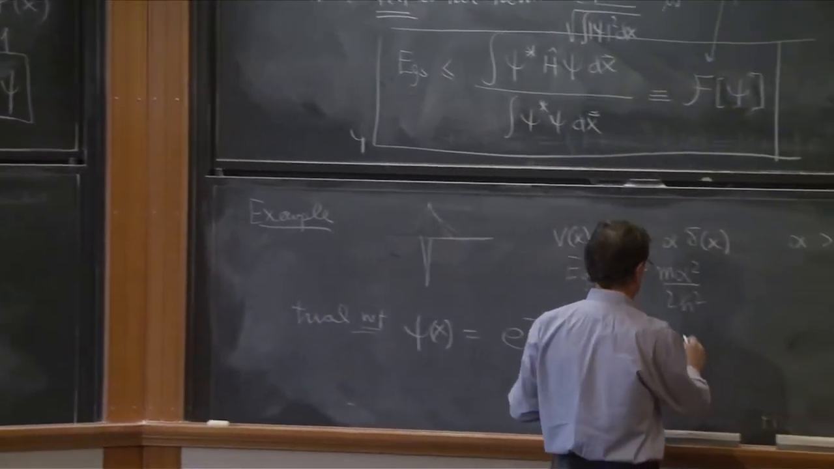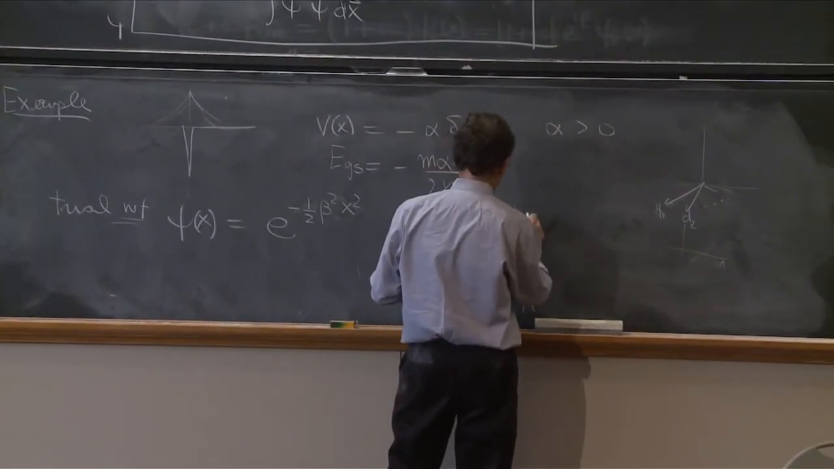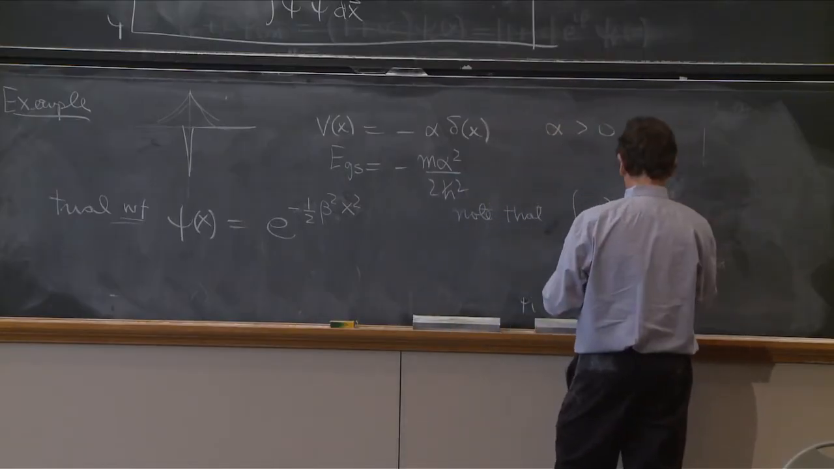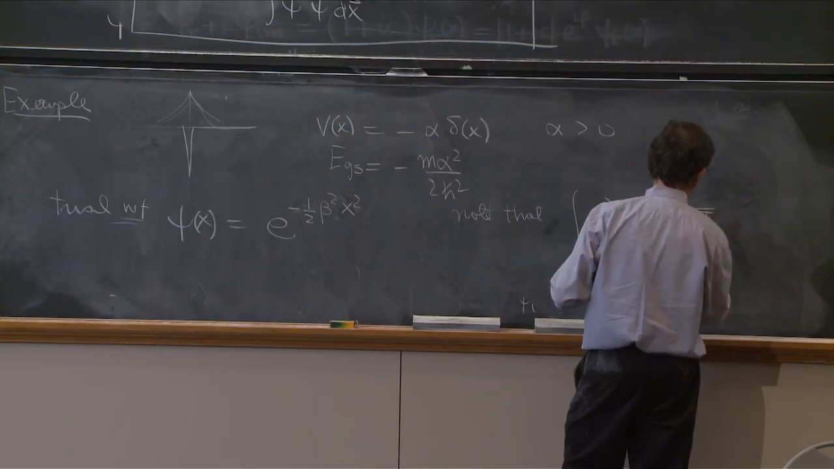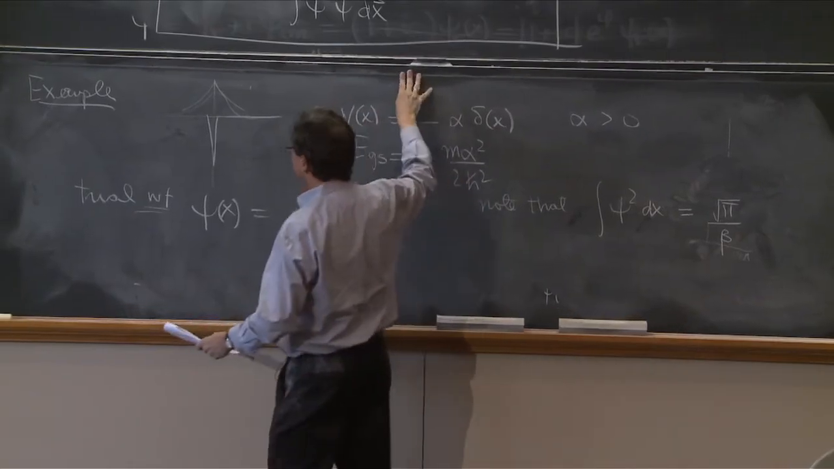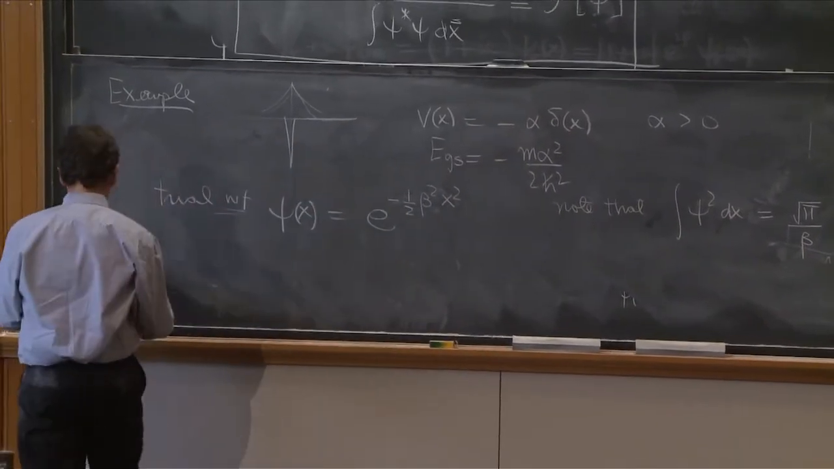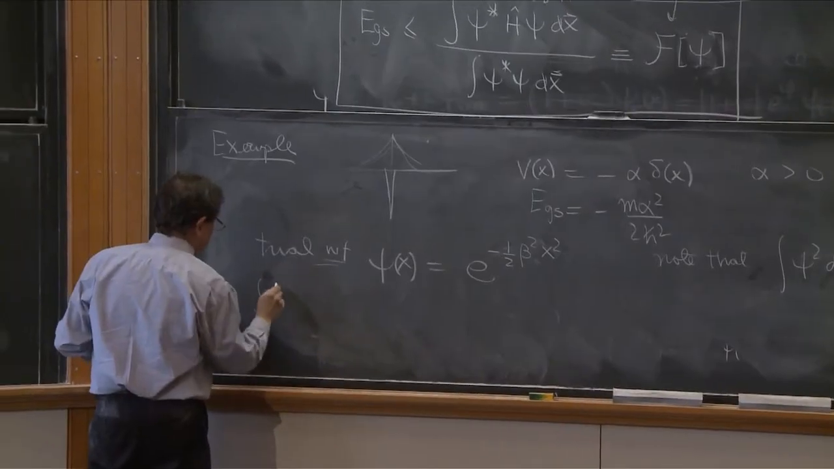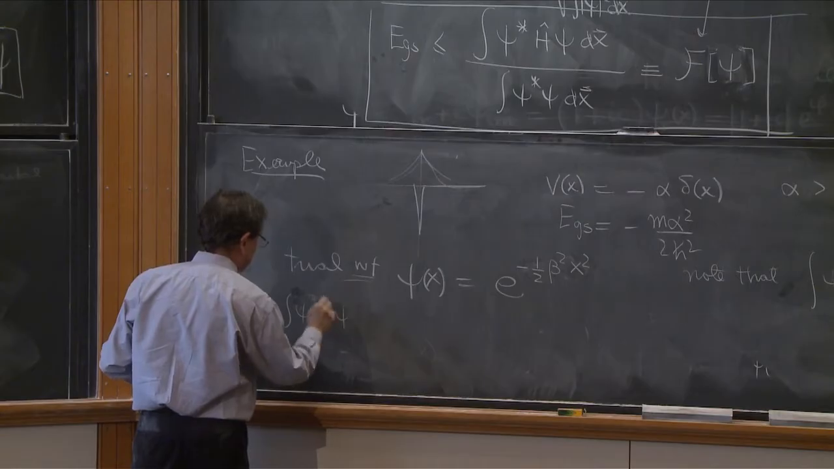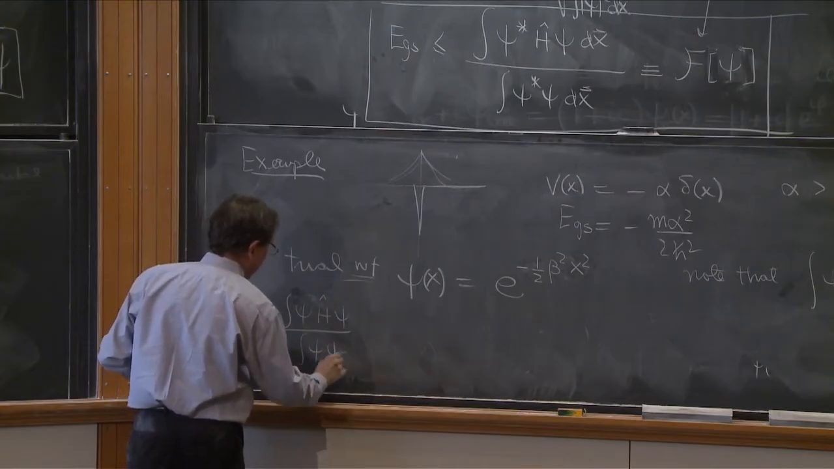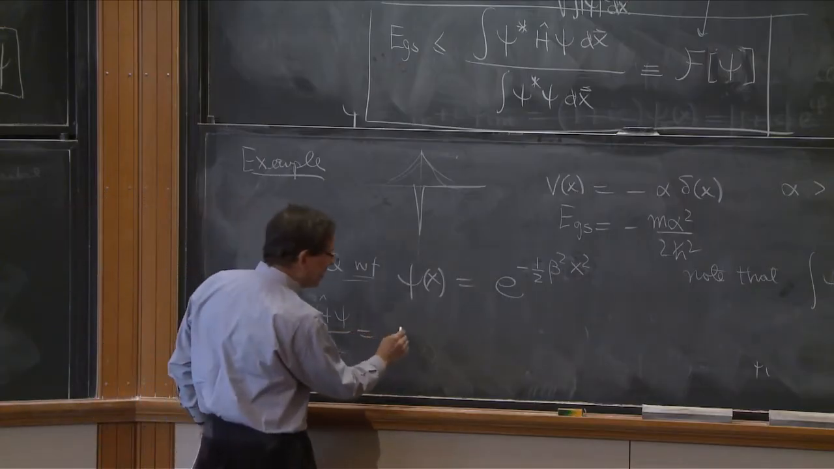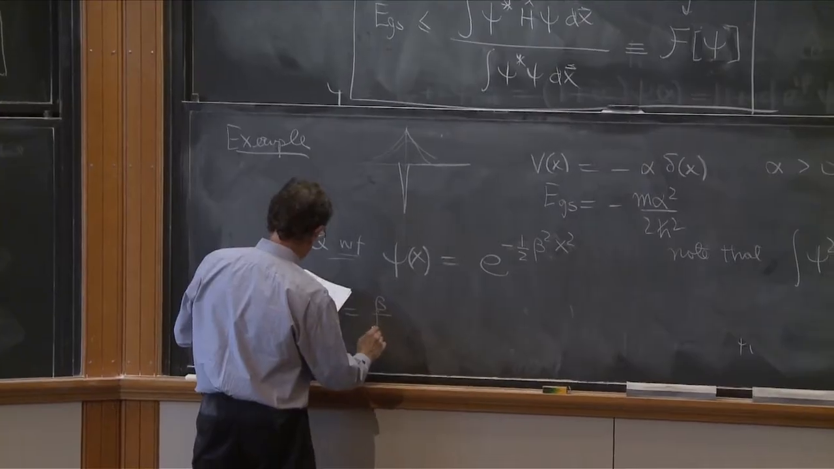So note that the integral of psi squared dx, in this case, is equal to the square root of pi over beta. So we have to calculate this whole functional. So this is the integral of psi star, well, I don't have to bother with psi star because it's real, h psi over the integral of psi squared. And what do we get? Well, the denominator is easy, so we get beta over square root of pi.